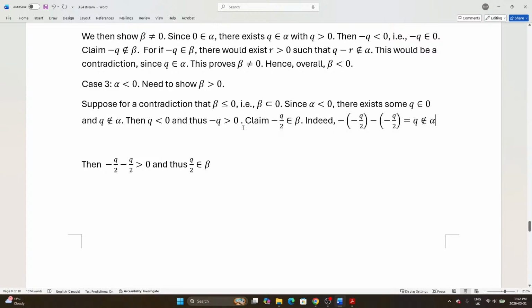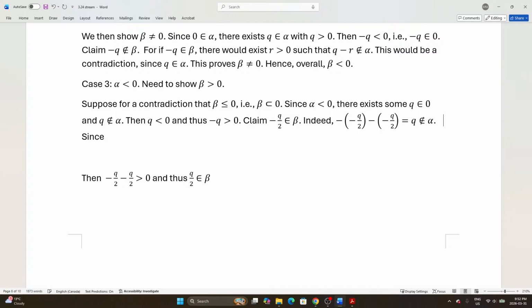Okay. So let's write, since half Q minus half Q is positive, it is not in zero.